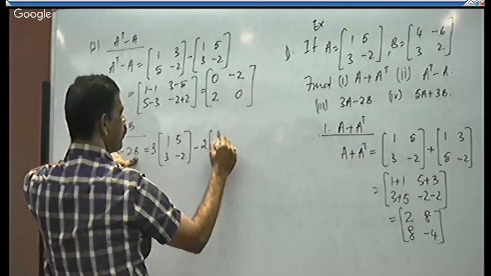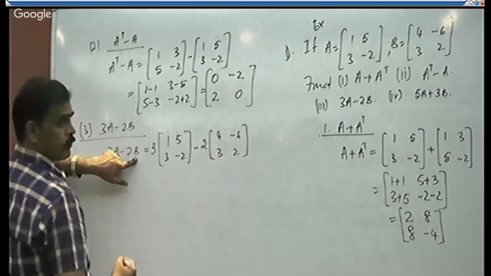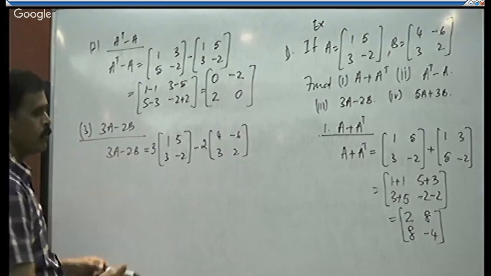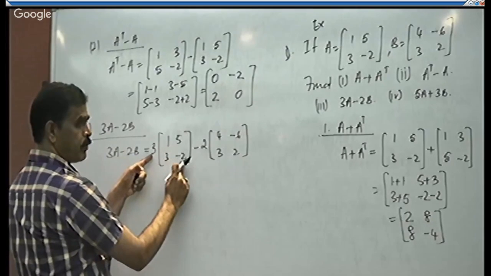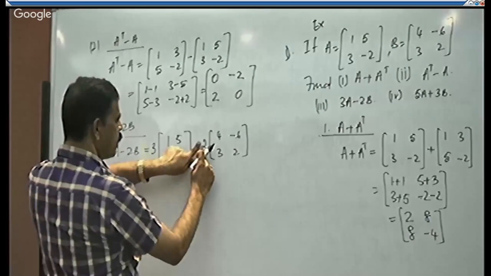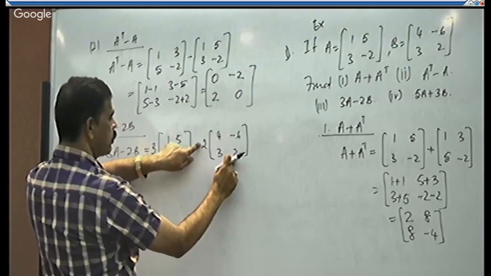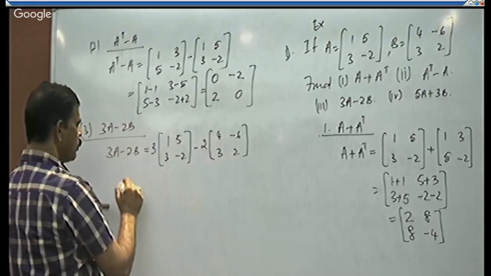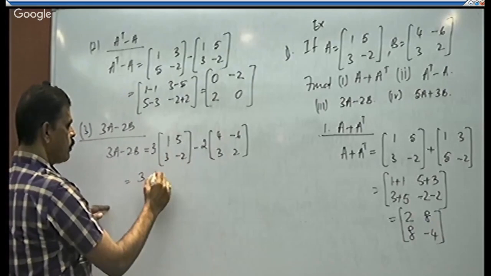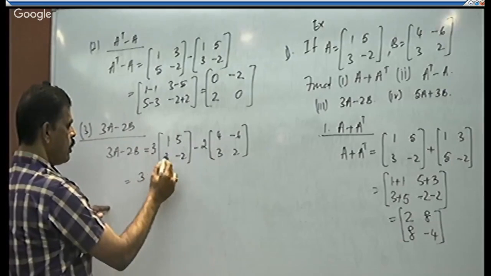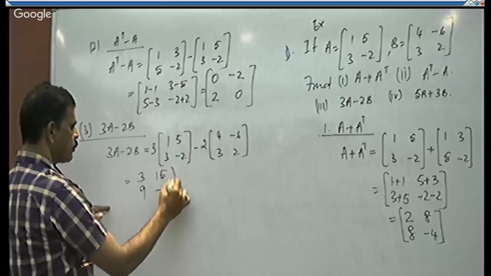See, 4 minus 6 first row, 3 to second row. Now, what we need to do? We have to multiply 3 with all the elements of first matrix. Then multiply with 2 of next matrix. Okay. This is what? 3 into 1, 3. 3 into 5, 15. 3 into 3, 9. 3 into minus 2, minus 6.